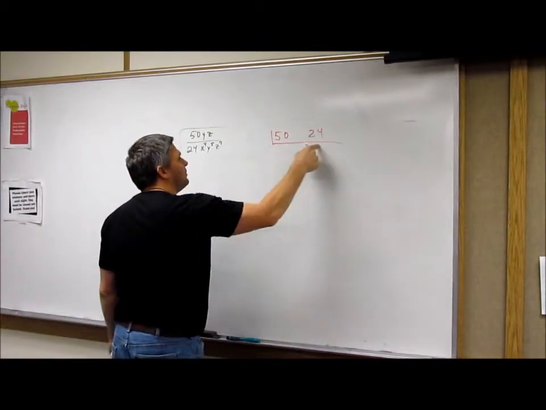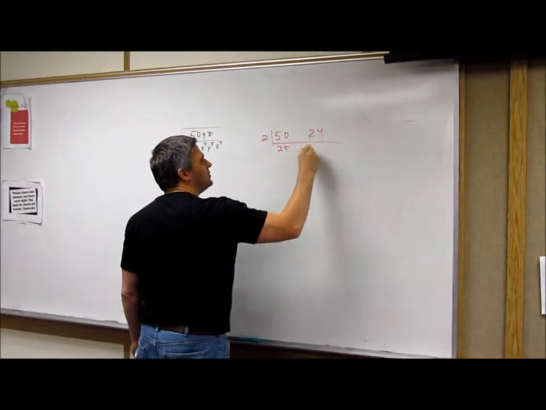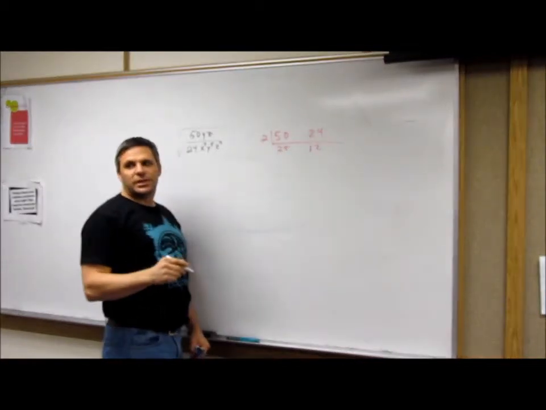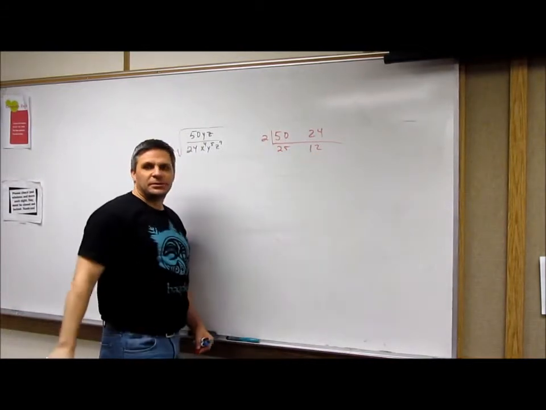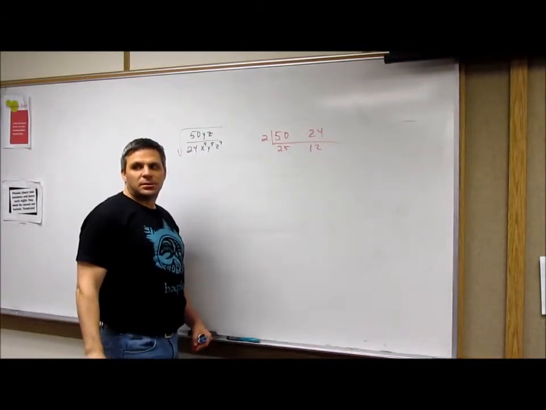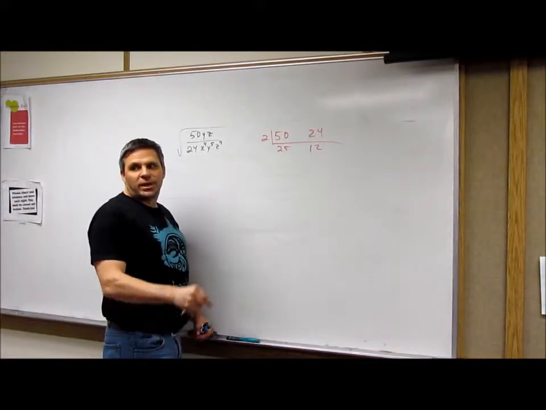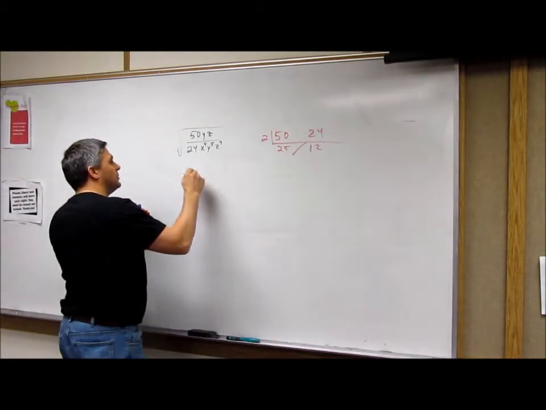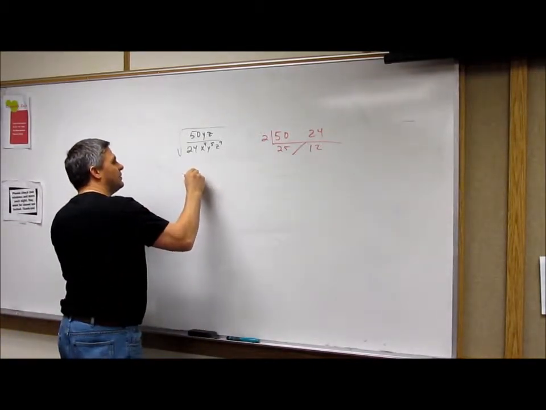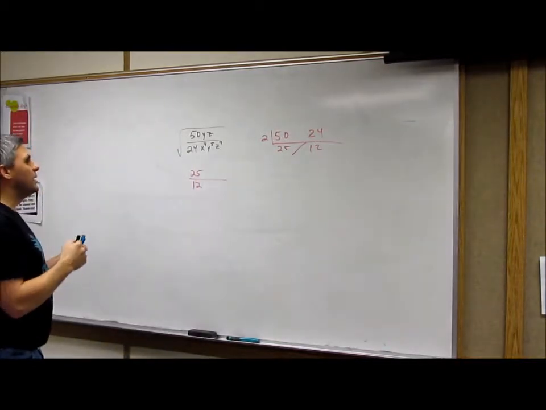So, what goes into both of these? Oh, a 2. 2 and 25, 2 and 12. Alright? So, what goes into 25 and 12? Well, nothing, right? So we're done. So I've got 25 over 12. No big deal so far.